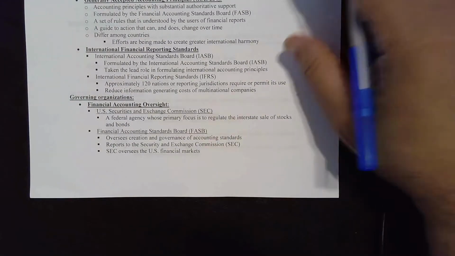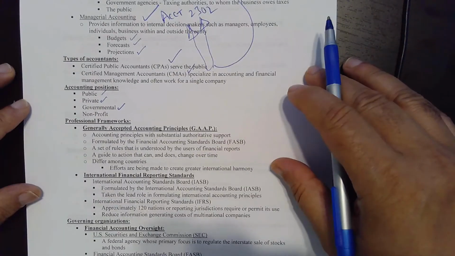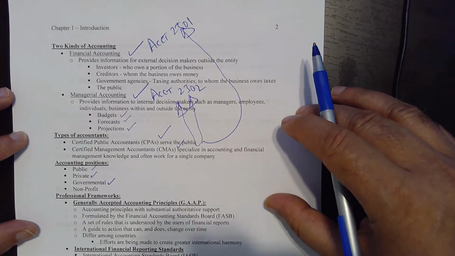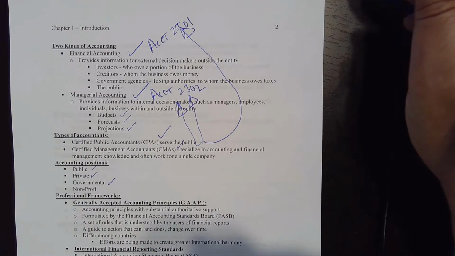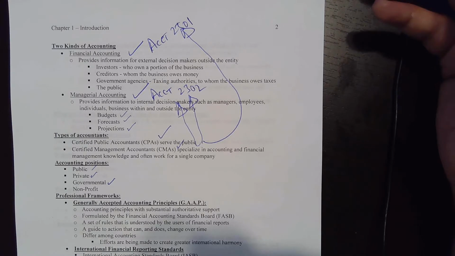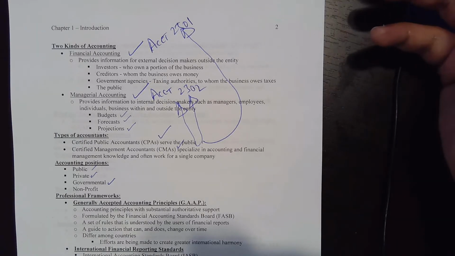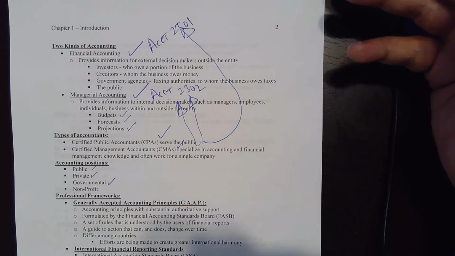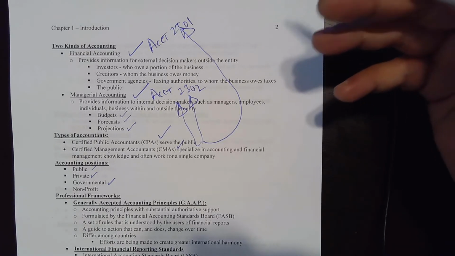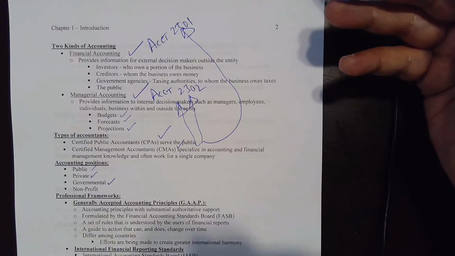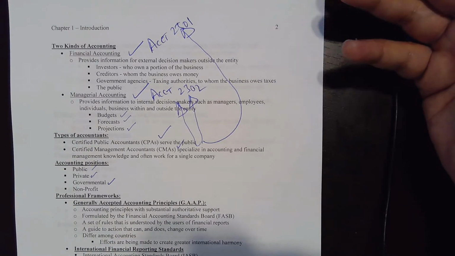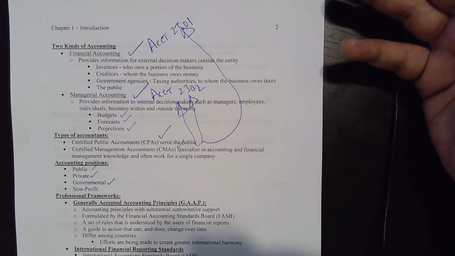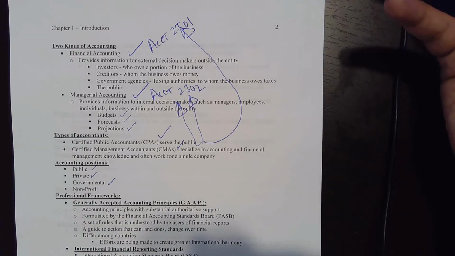The next thing we're going to talk about is two kinds of accounting. So you have already taken two courses, most likely. One is Accounting 2301, which is financial accounting. Accounting 2302, which was managerial accounting. Financial accounting is important because that provides the financial information reports such as the income statement and balance sheet, a statement of cash flow, and statement of retained earnings to investors, creditors, and government agencies.